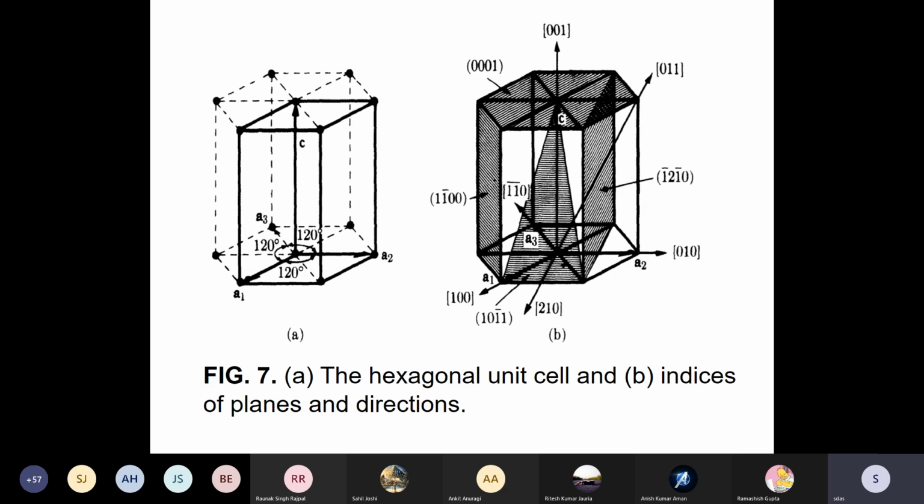Now various other planes are shown. This bottom plane is the 0, 0, 0, 1 plane. You see, this is very important. 0, 0, 0, 1 plane. Anybody is writing with a pencil now at this moment? Anybody has a pencil in front of him or her?